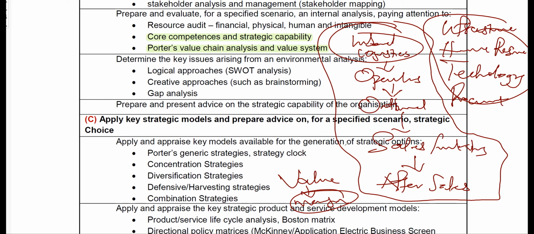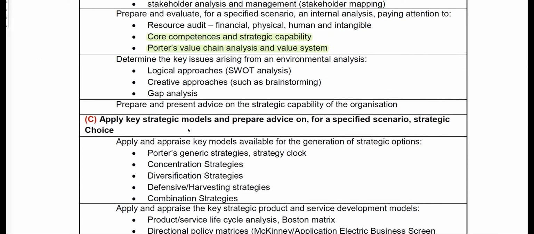And why the value chain? Because it can create linkage and coordination among these various activities or the various departments, and it can create synergy. Remember, 1 + 1 is equal to 5. That is synergy. The combined efforts of two or more people is what? Greater than their individual efforts combined. That is it.